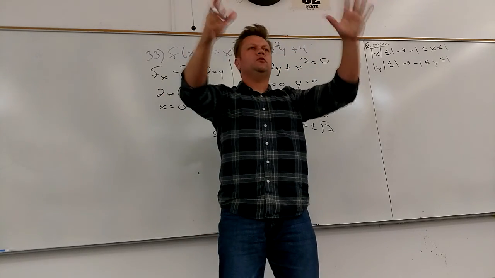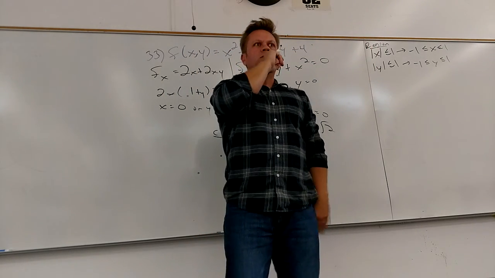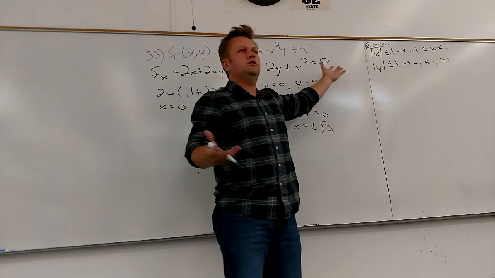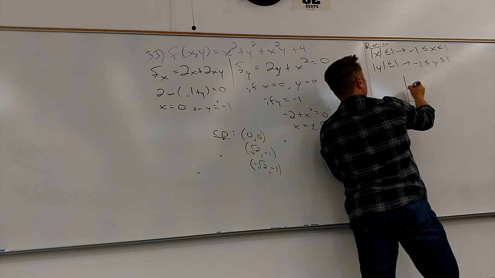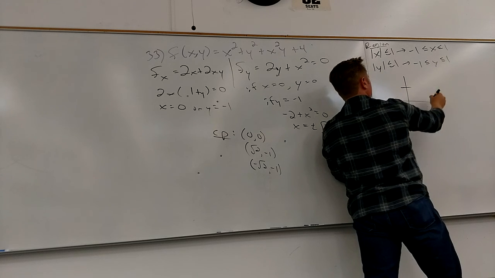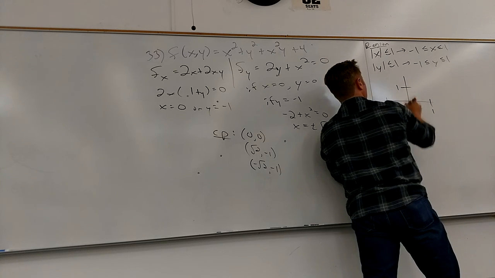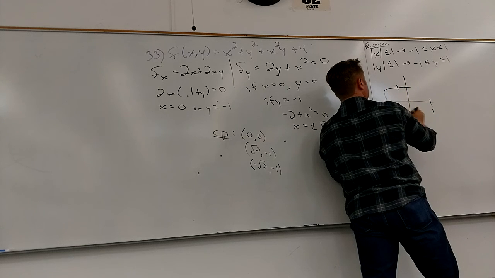I don't mean to make you feel bad necessarily. You should feel a little bad. But if you can't draw the region, you can't do anything with it. So what does this look like? It's going to go negative 1, negative 1, 1, negative 1. So it's going to be this big box here, right?